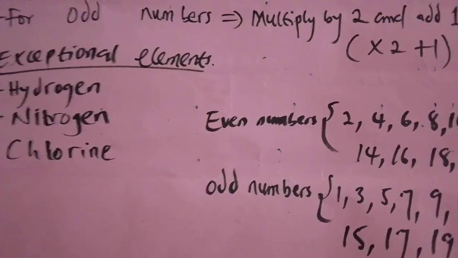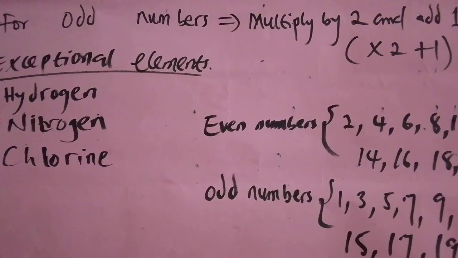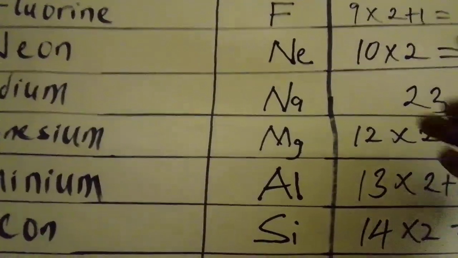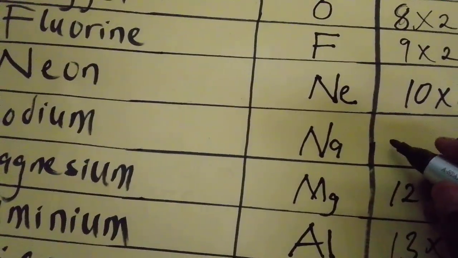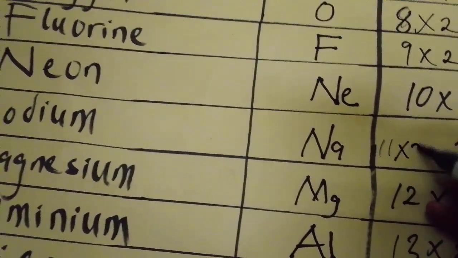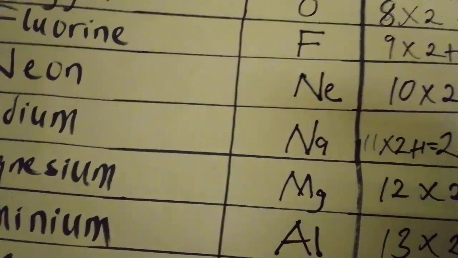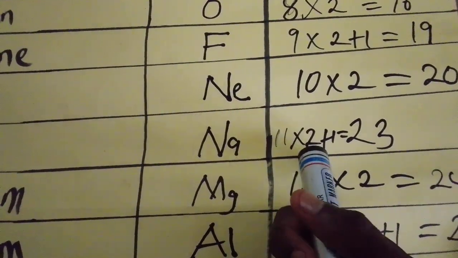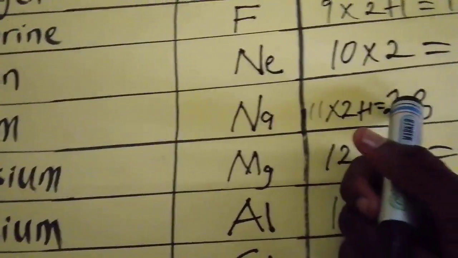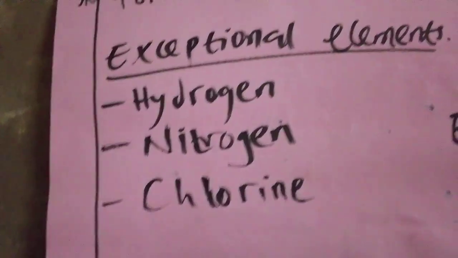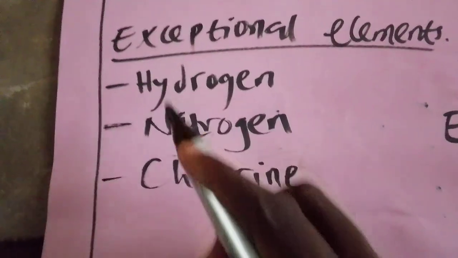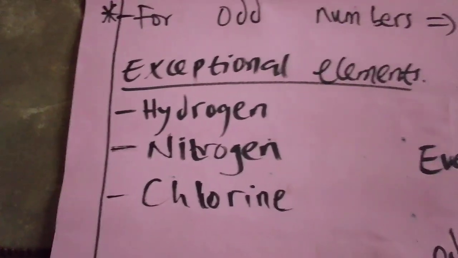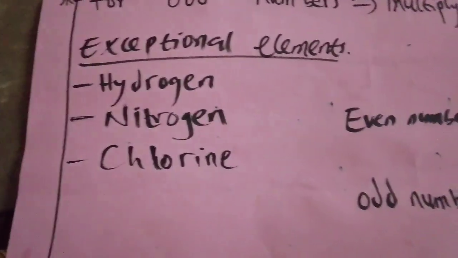Okay, sorry. Sodium doesn't have that exceptional case. I'm sorry, please. We can still write it. Then we can say 11 times 2 plus 1. It will give us 23. So 11 times 2 is 22 plus 1, which is 23. So as I highlighted, the exceptional cases are hydrogen, nitrogen, and chlorine. So there is no sodium in it.